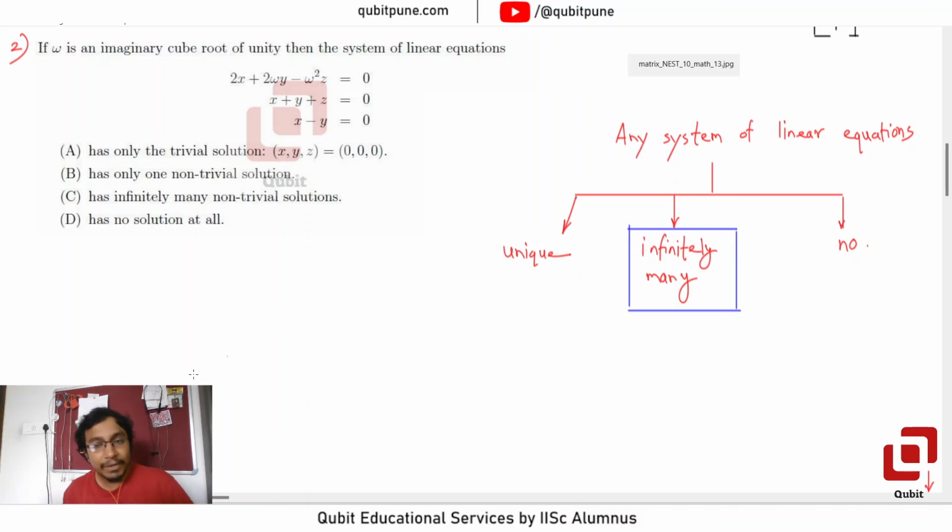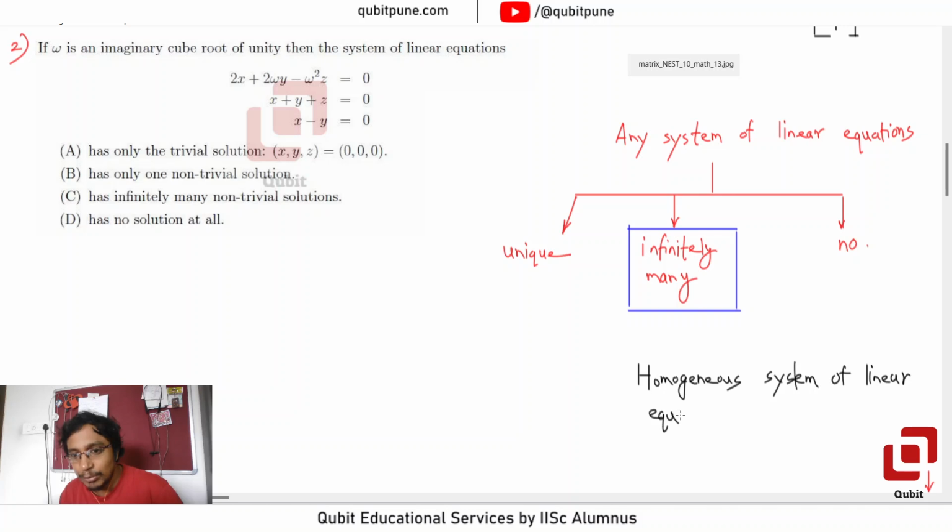Now when it comes to homogeneous systems, please listen to me now. How do we characterize a homogeneous system of linear equations? The matrix form is Ax equals b. Ax equals 0. In a homogeneous system, by definition, the constant terms matrix is 0 or null matrix.